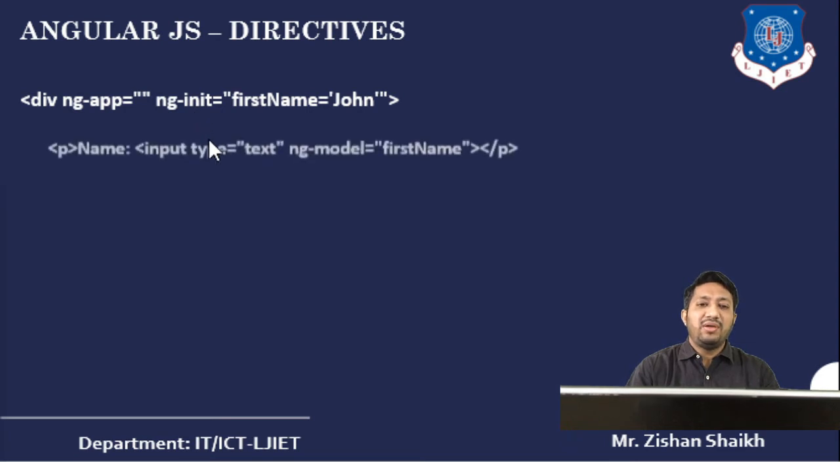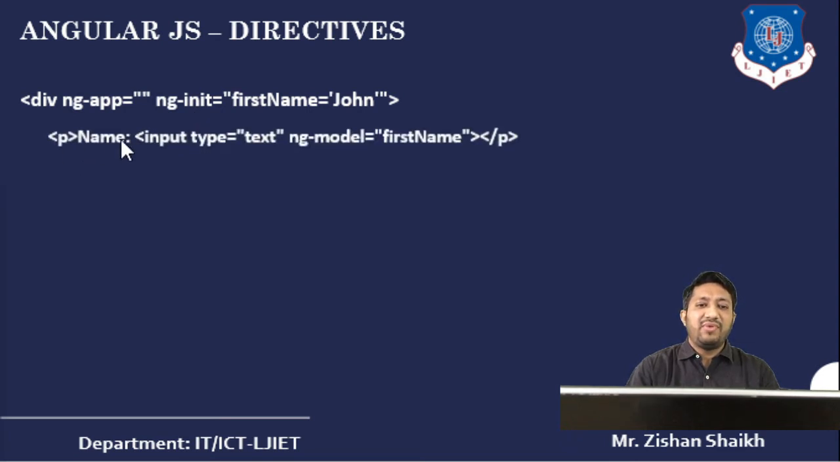Now, how can we use that? In a paragraph tag, we write name, with input type equal to text and ng-model equal to firstName. So what we are writing here is one simple text field.